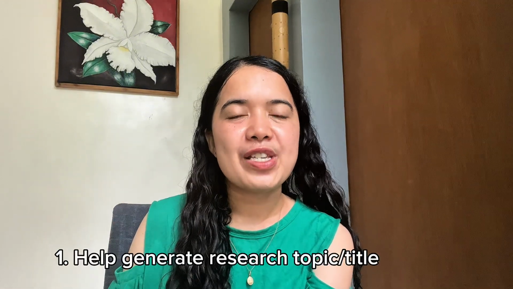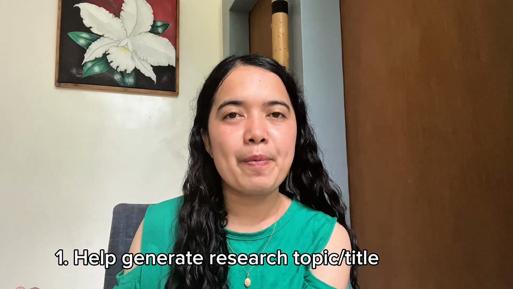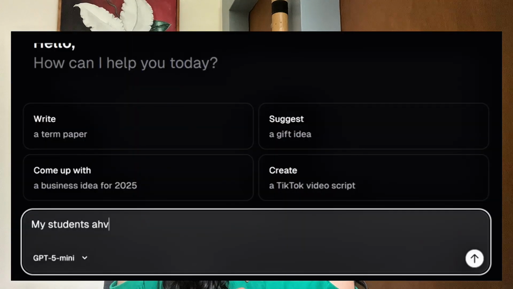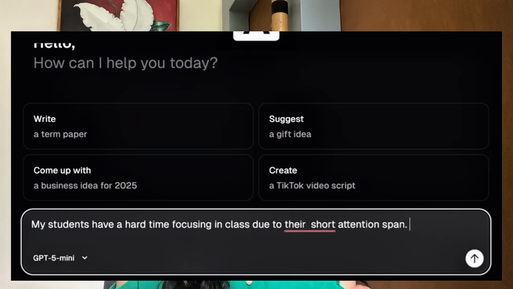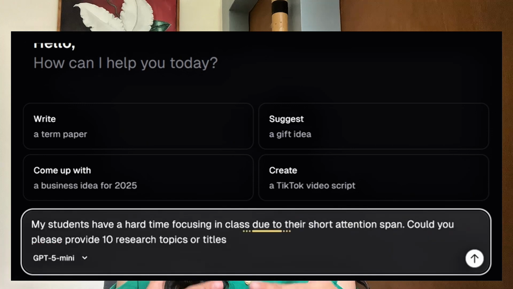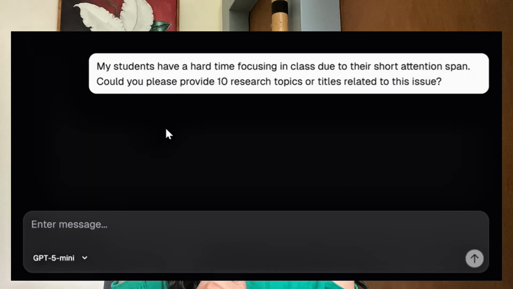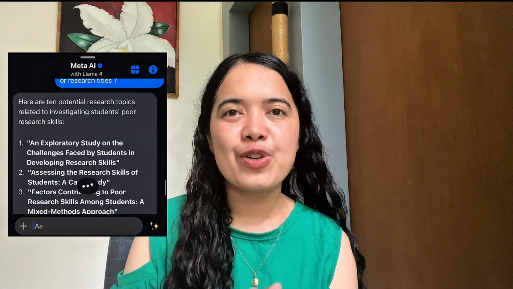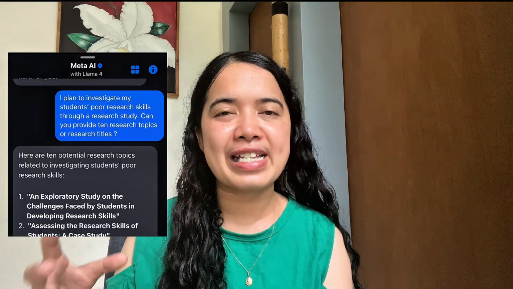First one is we can use AI to help us generate our research topic or research titles. The 2 AI tools that I use for this one are ChatGPT and Meta AI. What I usually do is I provide the context or situation, and then I ask AI to help me produce ideas. Using this technique can help you with idea dumping if you have so much in mind but you cannot streamline it, so AI can help you with that. I provide Meta AI and ChatGPT a context or a situation, and then I ask them to provide me at least 10 research topics or titles out of the context I gave them.